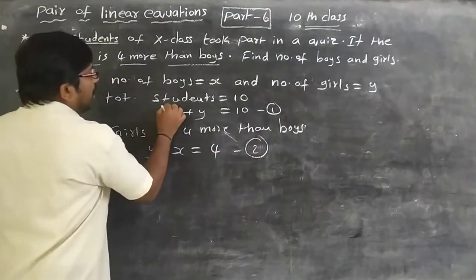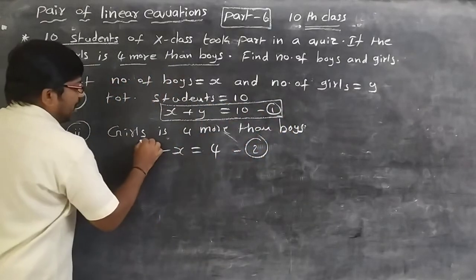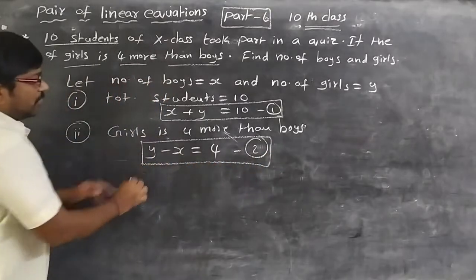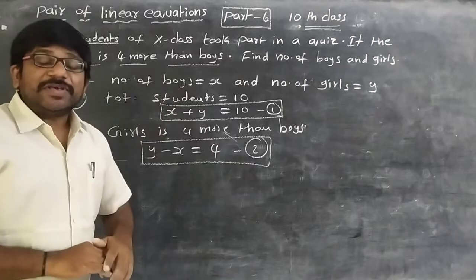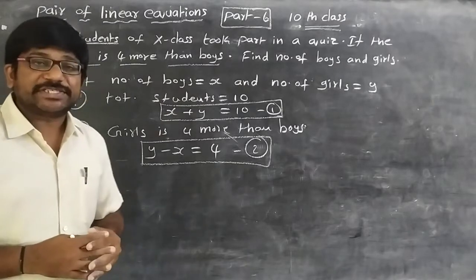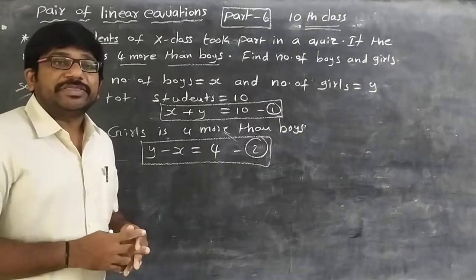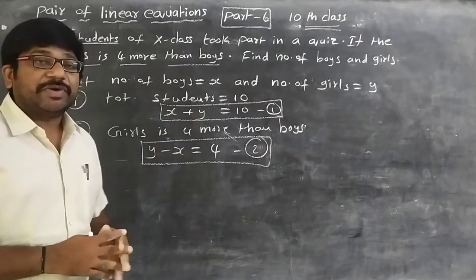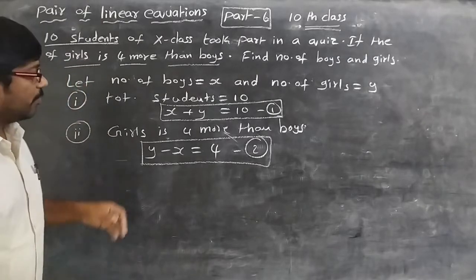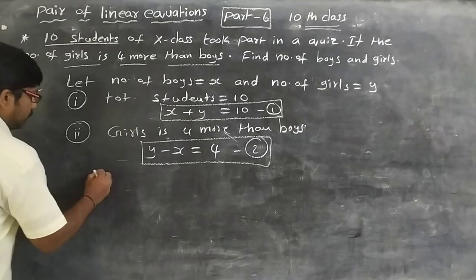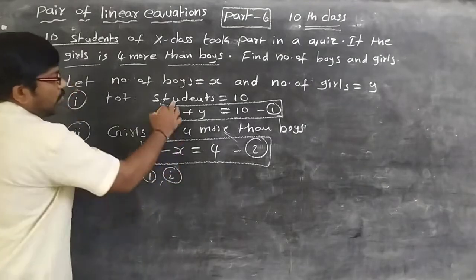Now we have two equations, the first equation and the second equation. So this is a pair of linear equations. In such a way, first we have to prepare two equations. By using the elimination method or substitution method, we can solve these two equations and get the x value and y value. Now solve 1 and 2.